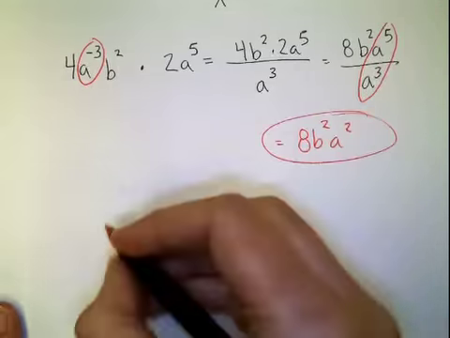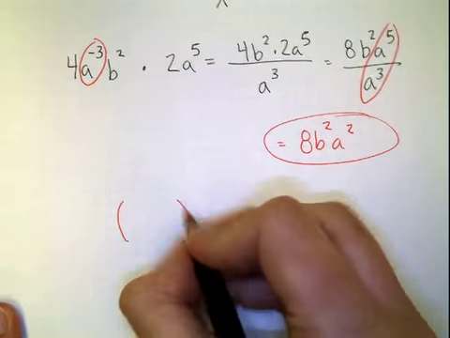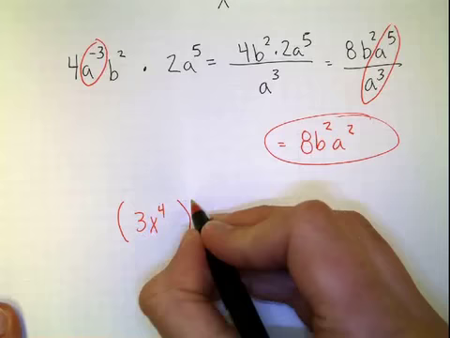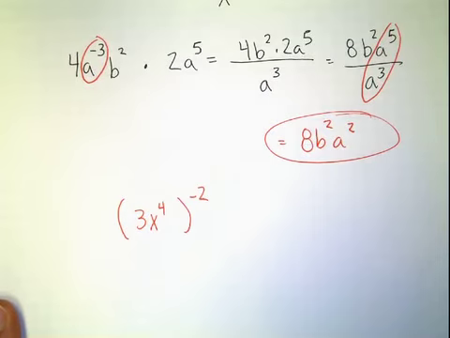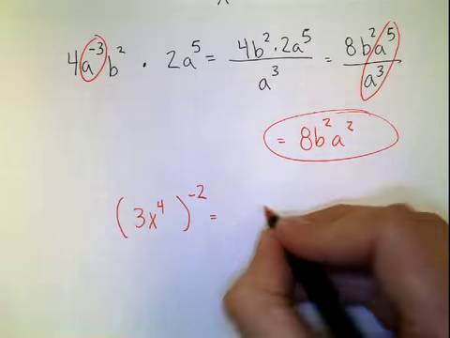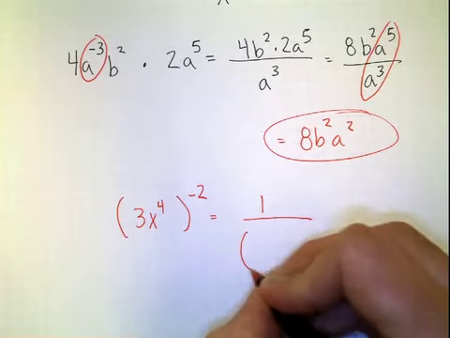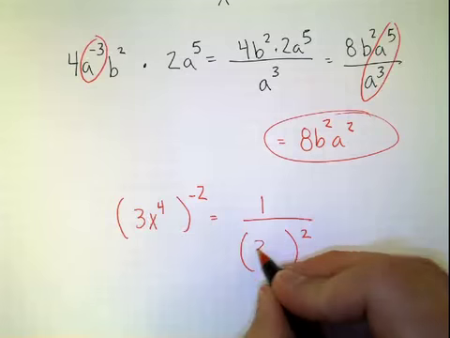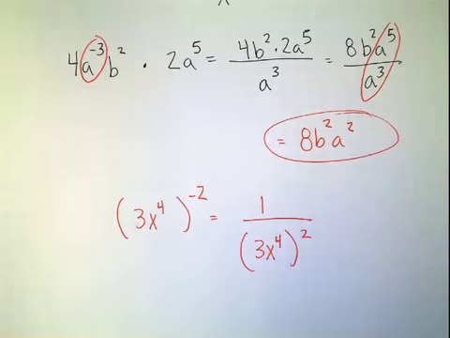So another weird thing that could happen is I could give you a parenthesis, and it could be something like 3x to the 4th, all to the negative 2 power. Now it's telling me the entire parenthesis is in the wrong location. It's to the negative 2 power here. So this was supposed to be 1 over a parenthesis squared. This is what it really means, and so I put the 3x to the 4th down in the bottom.